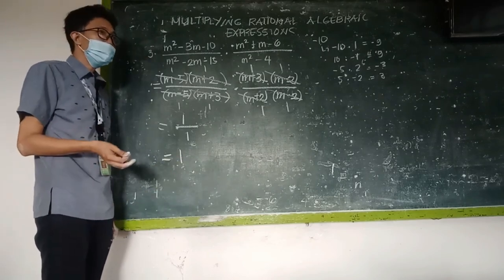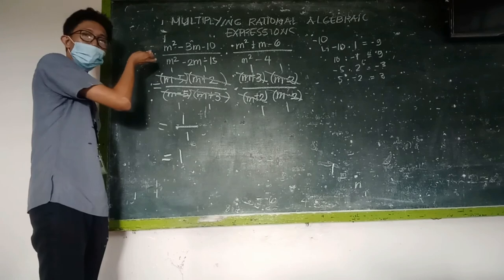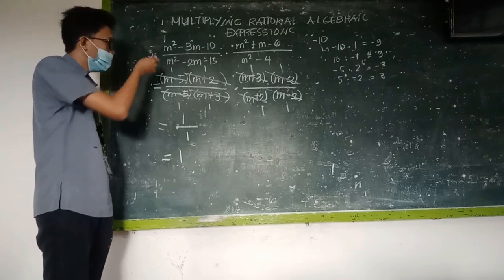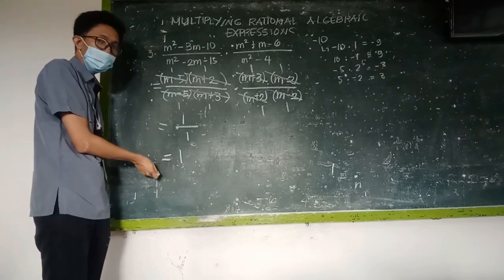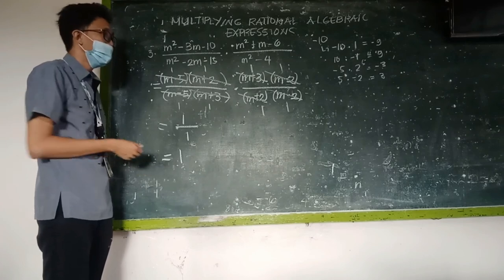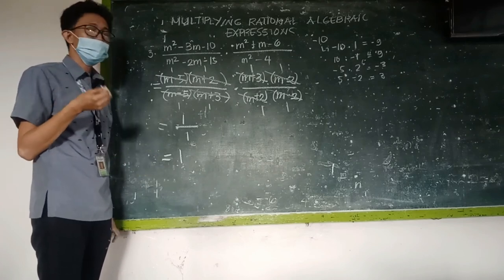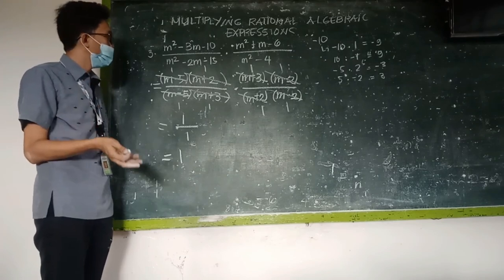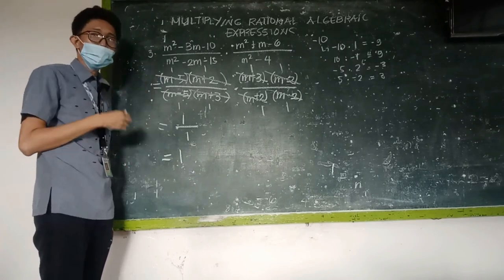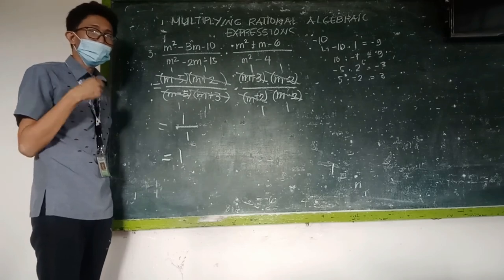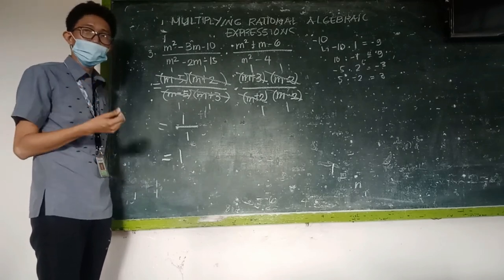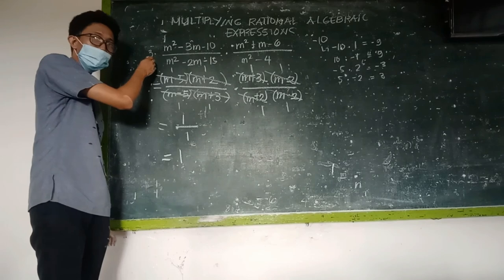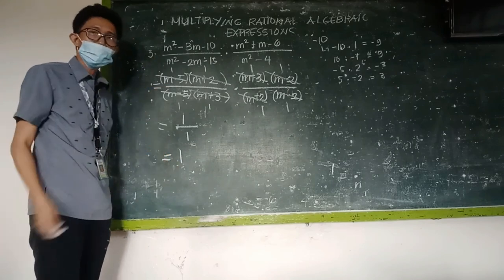The irony in this problem is that ang haba-haba ng ating problem, but the answer is short. In this case, 1 lang ang sagot niya. So, when we deal with multiplying rational algebraic expressions, hindi natin kailangan matakot kung masyadong mahaba ang ating problem. It's because behind those problems, baka maliliit lamang yung sagot. In this case, ang haba ng ating problem, the answer is only 1.